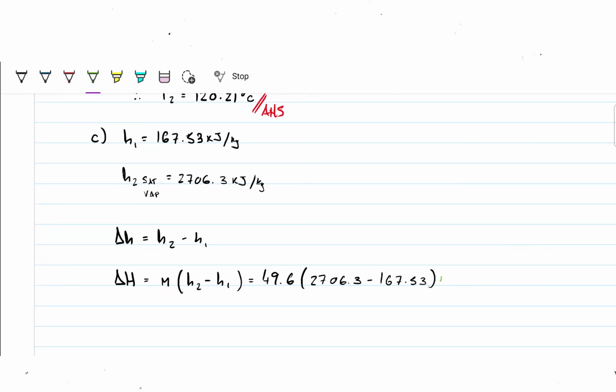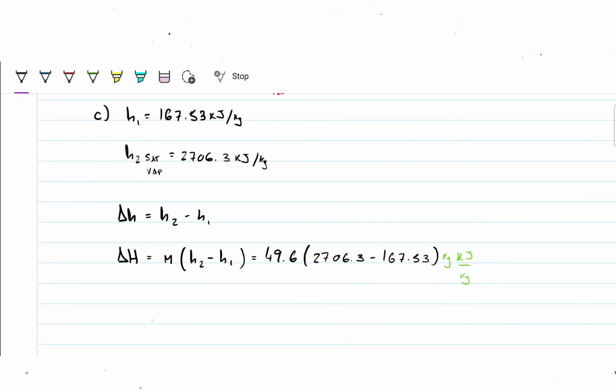Unit-wise, what we have here is kilograms. That multiplies kilojoules divided by kilograms. So our answer is going to be in kilojoules. And number-wise, what I got here is 1.259 times 10 to the 5th in kilojoules. That's very big numbers for us to have in kilojoules, so we can go ahead and transform that into megajoules. Get rid of the 3 here, and that's just going to be approximately 126 megajoules. And that's going to be our answer for part C.